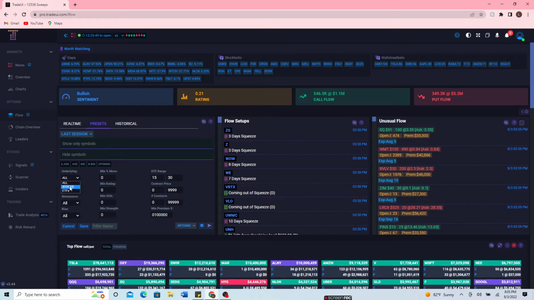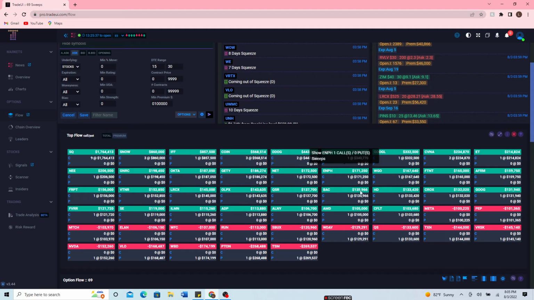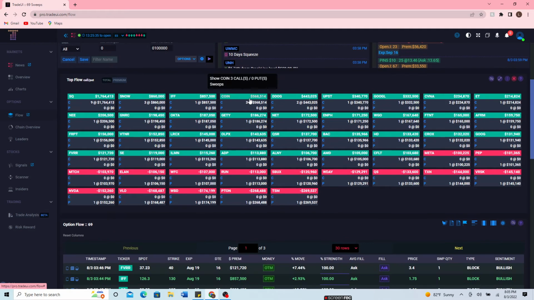And we'll change our underlying to only worry about stocks. And we'll only look for fills that are at the ask. This tells you that people are starting to buy these positions. So we'll go ahead and apply the filters. And as you can see, the top flow will actually change. The green represents an overall premium that is positive, and the red represents an overall premium that is negative. It'll give you the premium difference right here at the top.